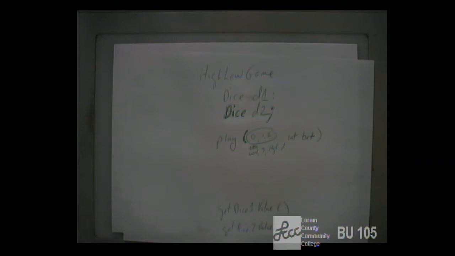No, you're right, you're right. D1 get value was the name of the method. I'm pretty sure anyhow. Yeah, D1 get. I don't even have get dice, get value. I just say D1 get. And the value for get dice 2 is D2 get.